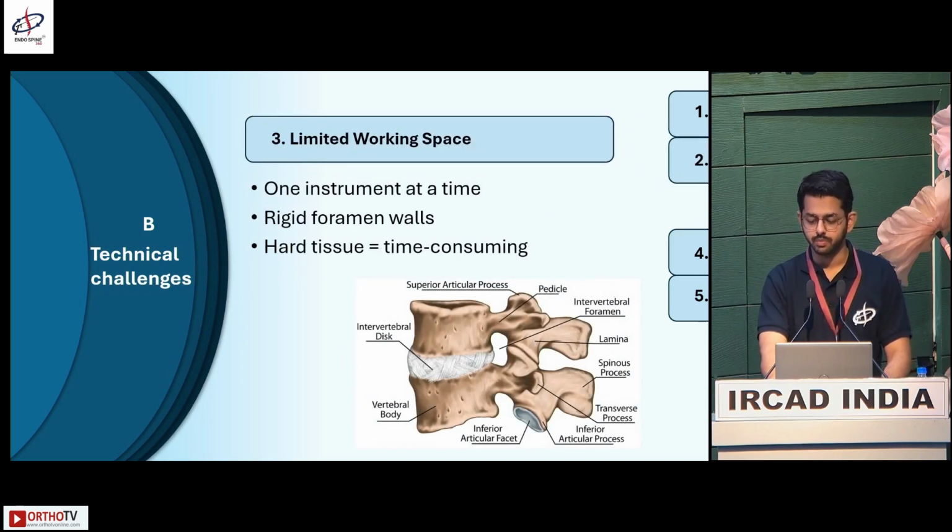In a monoportal system, you are essentially operating one-handed through a tight tube. The rigid confines of the bony foramen limit angulation, making hard and ossified tissue removal especially difficult.